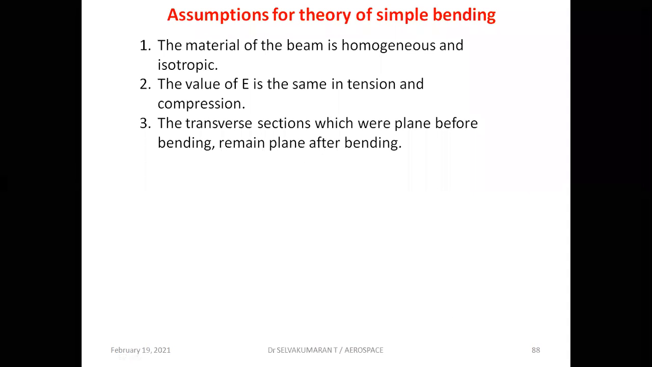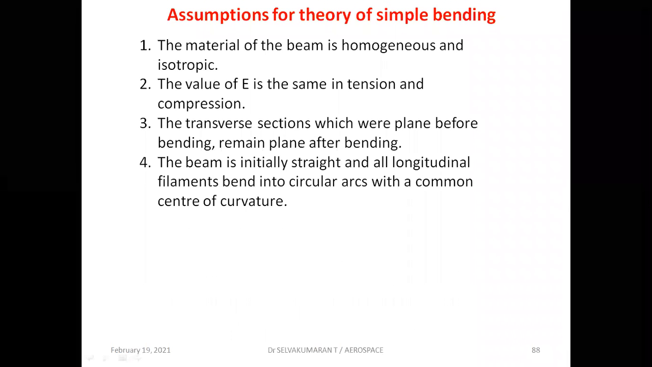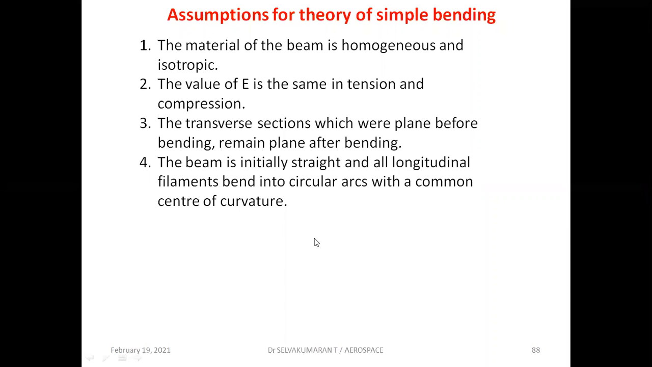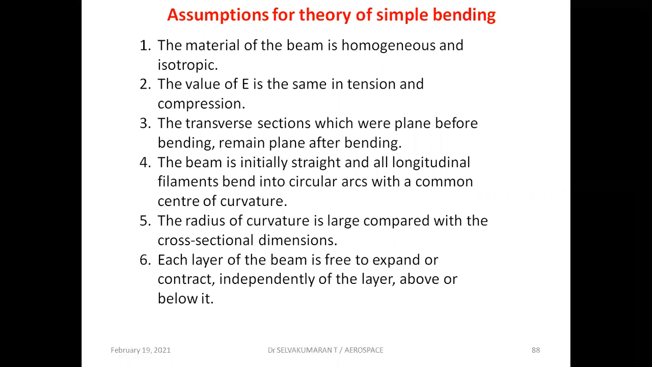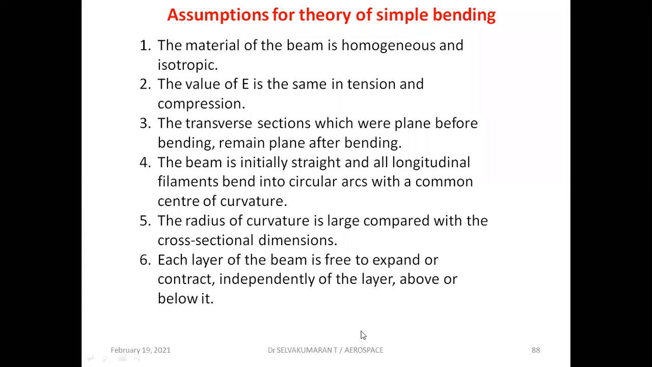The transverse sections which were plane before bending remain plane after bending. The beam is initially straight and all longitudinal filaments bend into circular arcs with a common center of curvature. The radius of curvature is large compared with the cross-sectional dimensions. Each layer of the beam is free to expand or contract independently of the layer above or below it. I'll just explain all this with the help of a small sketch.